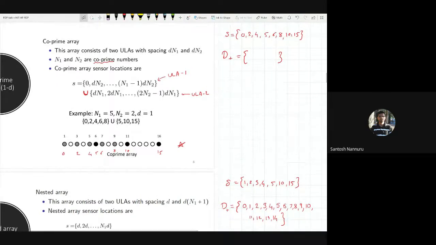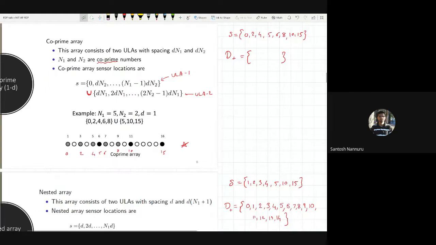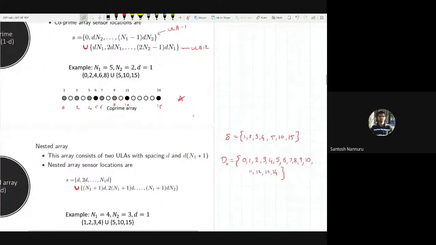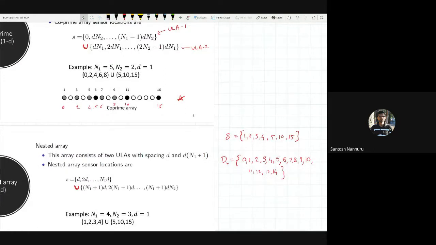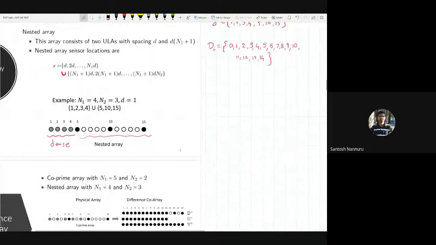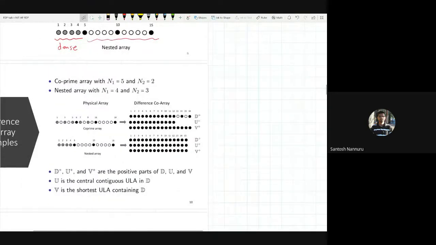So what we saw in nested is that you get a continuous set of numbers from 0 to 14. In coprime, that may not happen. What you will in fact get is a continuous set of numbers till some point, but after that there will be some gaps. These are contiguous numbers, spacing 1. So here also you'll get numbers with spacing 1, but then you'll also get numbers with slightly more spacing. Okay, you can work it out. So the difference array has so many elements, right? The difference coarray. Here I've given the example also.